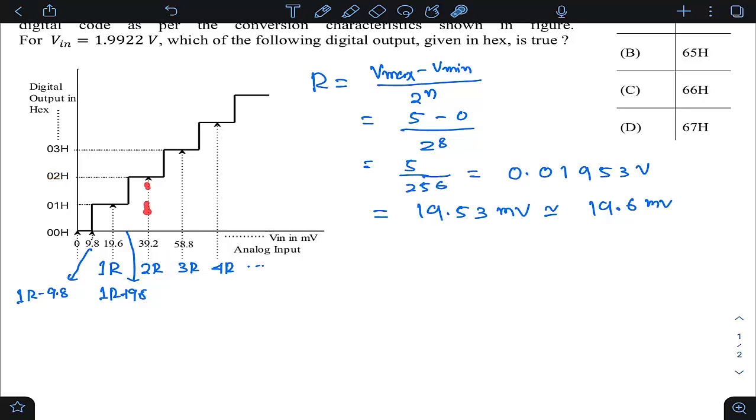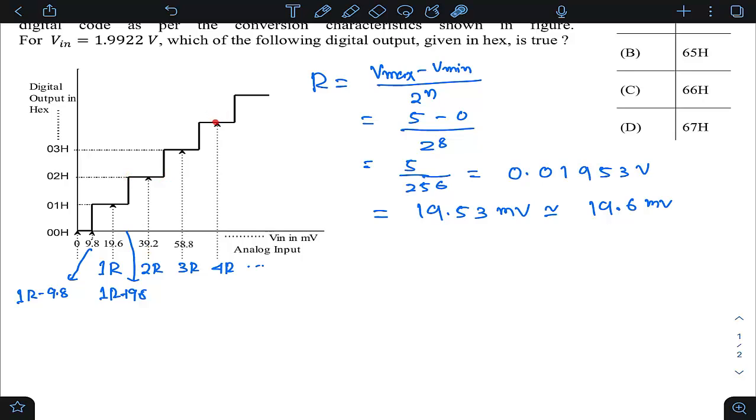See, this center line is 2R, but this is the entire range. This is not 2 only at this point. This is 2 over this entire range. So my point is, what is that lower range? What is that upper range? This lower range is 2R minus 9.8. And this will be 2R plus 9.8. Similarly, if I ask you what about this?